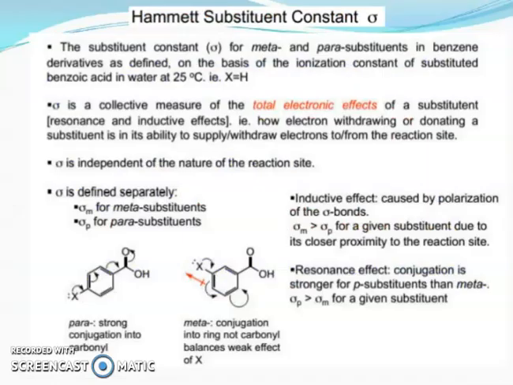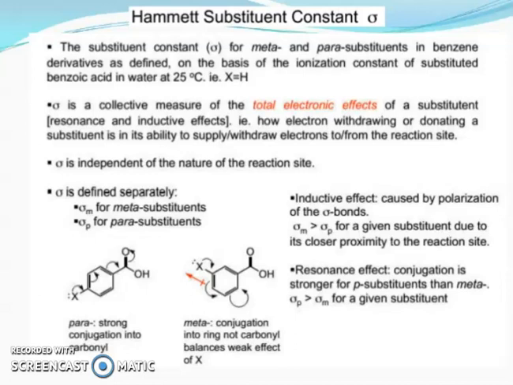So the substituent constant sigma for meta and para substituted benzene derivatives is defined on the basis of the ionization constant of substituted benzoic acid in water at 25 degrees Celsius, that is, X is equal to S. Sigma is a collective measure of the total electronic effect of a substituent: resonance and inductive effect.